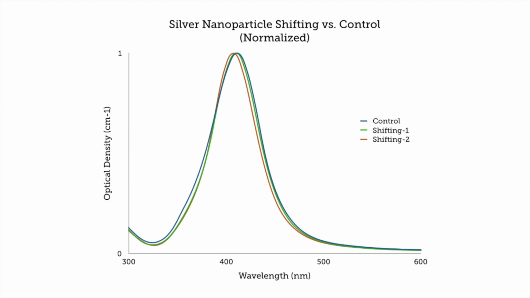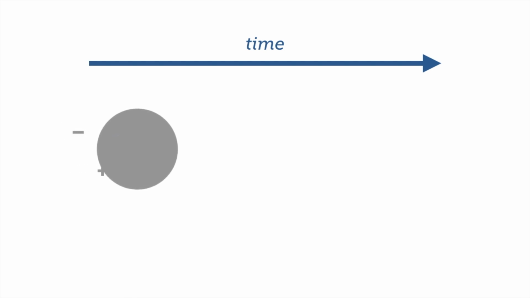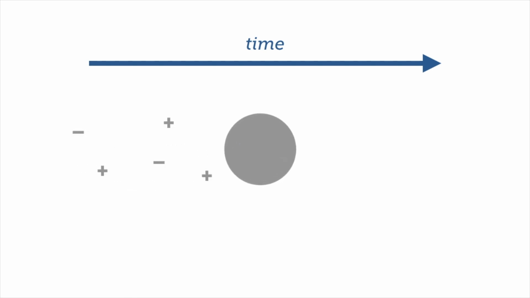In this case, what we see is a slight blue shift in peak wavelength of about 3 nanometers and an overall narrowing of the shape. This is often indicative of a change in the size distribution. Silver nanoparticles in an aqueous dispersion can release silver ions from the surface over time, which cause the nanoparticles suspended to essentially shrink in overall size.